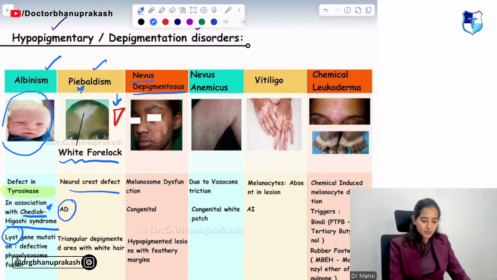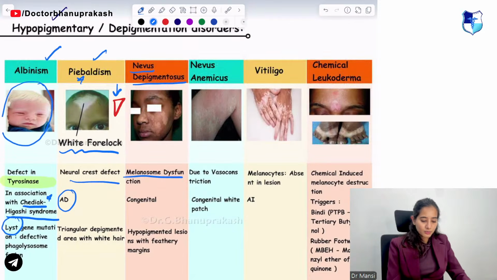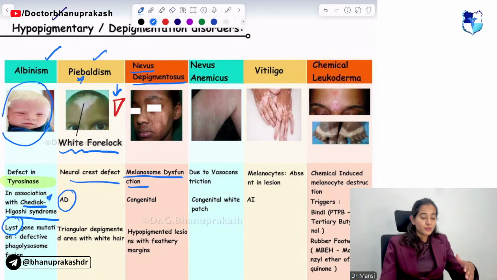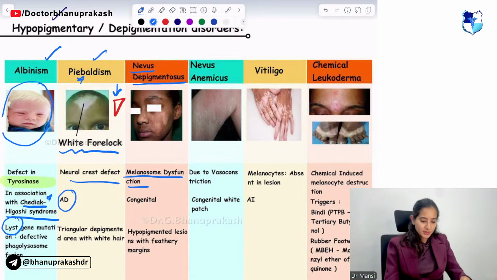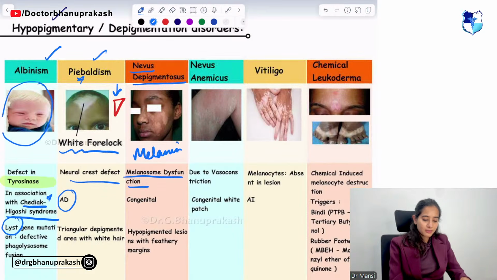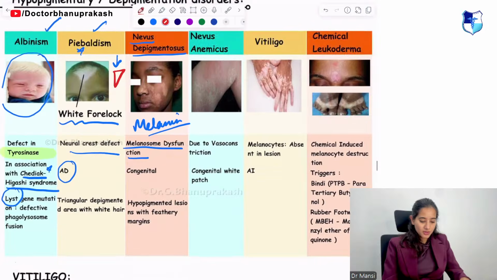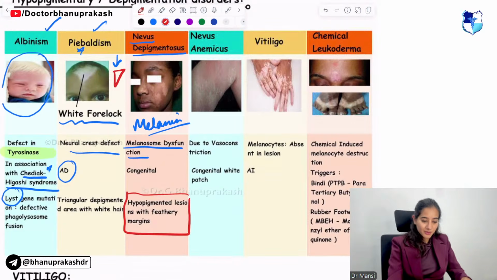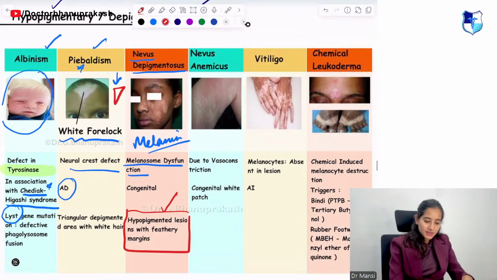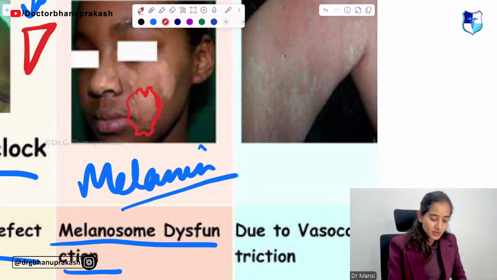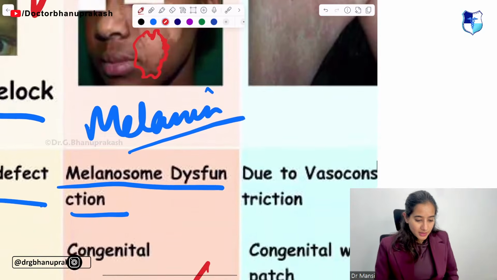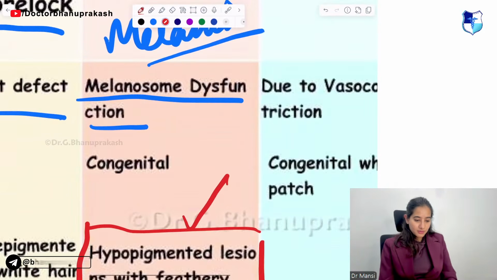In nevus depigmentosus, what is happening? This is a melanosome dysfunction. If you remember, the first thing we read today was melanocytes and melanosomes, which produce melanin. Anyone who can tell me where melanin is synthesized? A biochemistry question; think and answer later on. Then the hypopigmented lesion with feathery margin: you can see that this is not well defined, as if it has feathery margins. Yes, melanocytes are present in the stratum basale.